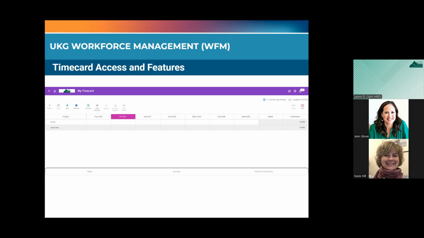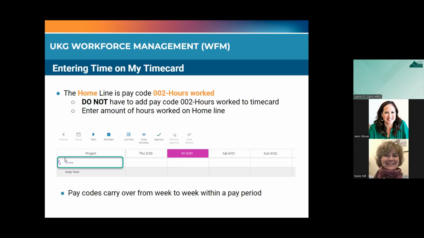You will also see that we have this home line. This home line auto-populates, and this is where the hours worked go. So this home line is now pay code 002 hours worked. You will no longer have to manually add that pay code into your time card. This pay code also goes from one week to the next. So anytime you add any type of pay code, whether it's sick, vacation, shift work, after hours, anything like that, once you add a pay code onto a time card, it carries over from week to week within that pay period.